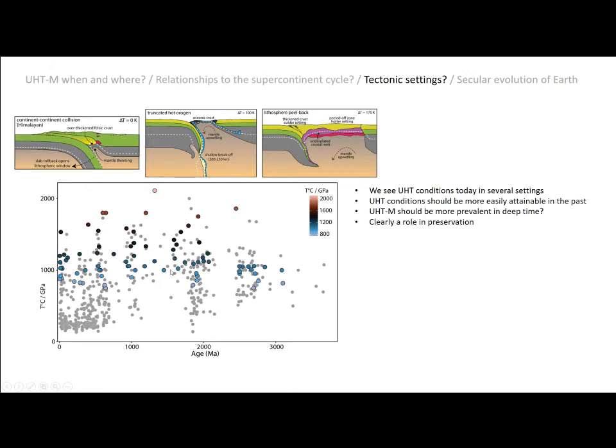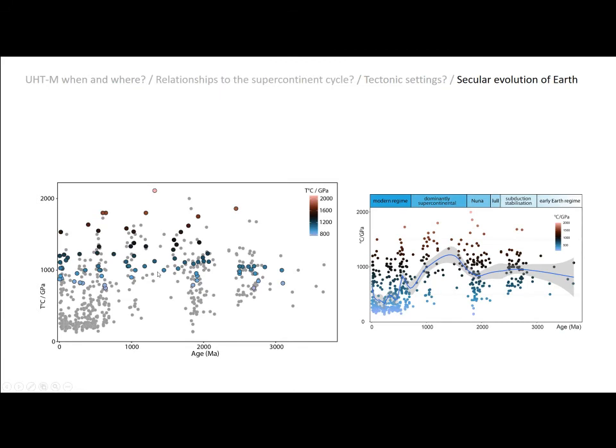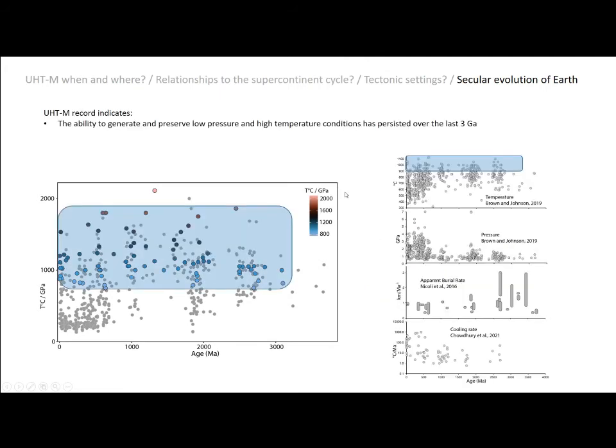Well, clearly the record preserved today is highly biased by preservation and not what is produced. Perhaps that's not surprising, given the likely retrogression and overprinting of UHT rocks that's going to occur in younger orogens. So finally, what do UHT rocks tell us about the overall coevolution of mantle and continental tectonics through time? I would argue the UHT record shows us that at least the ability to generate and preserve low pressure and high temperature conditions has persisted for 3 Ga.